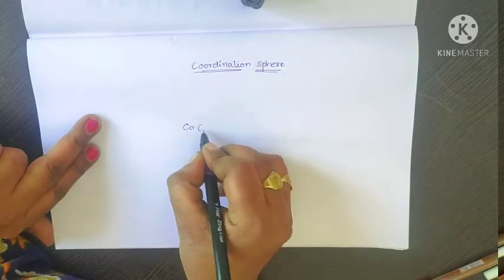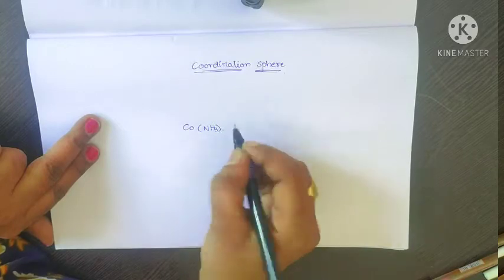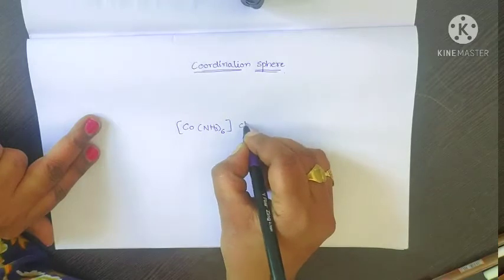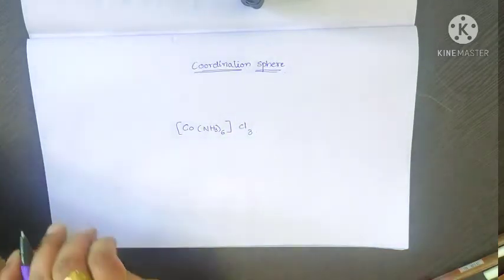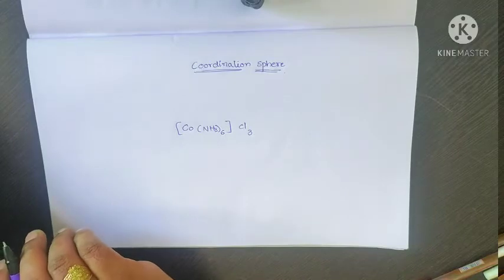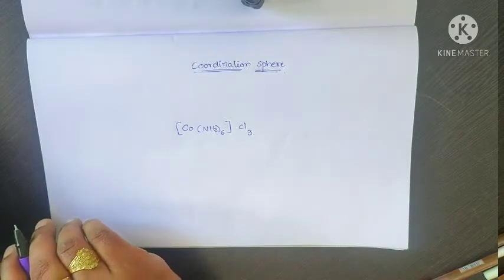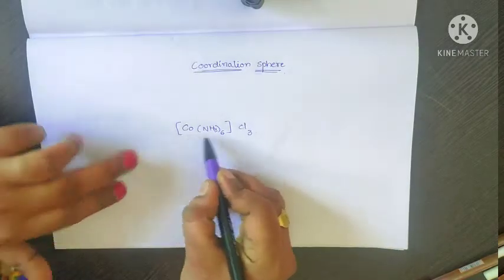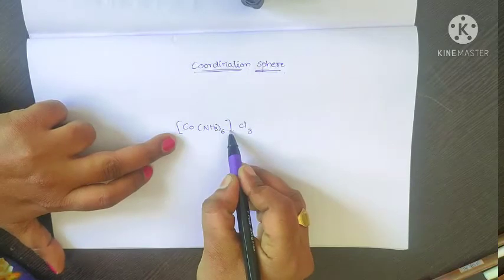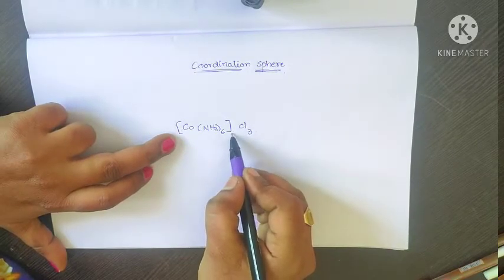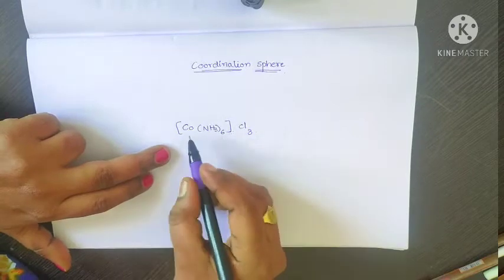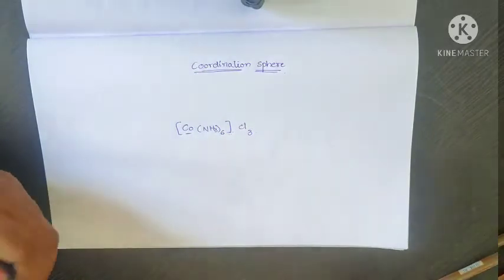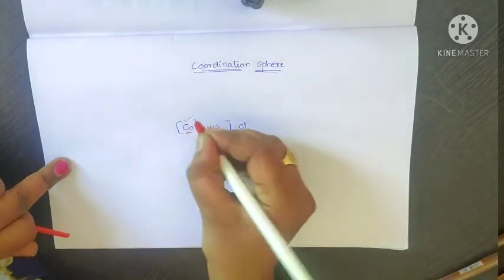Okay students, look at an example, [Co(NH3)6]Cl3. It is a complex molecule. The coordination sphere is written inside square brackets. Co and (NH3)6 is the coordination sphere. So in the coordination sphere, Co is the central atom and ammonia NH3 is the ligand.